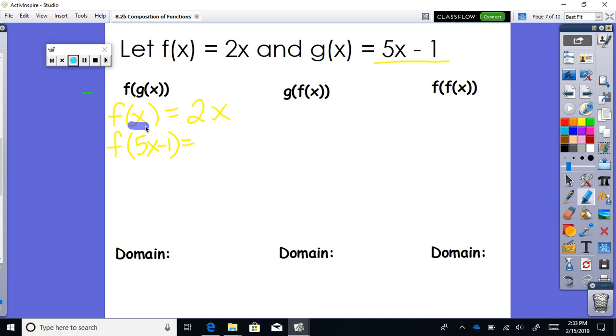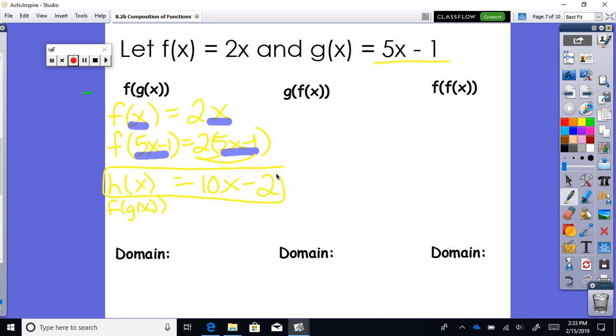Now notice I have f of x equals 2x. So wherever I had an x, I now replace that x with the 5x minus 1. It used to be x, now it's 5x minus 1. And then you finish simplifying that by using the distributive property. So 2 times 5x is 10x, and 2 times negative 1 is negative 2. Now this was f composed with g of x, so this is a new function. Let's call this h of x. It's not f and it's not g anymore, it's a new function. This new function has a domain of all real numbers.